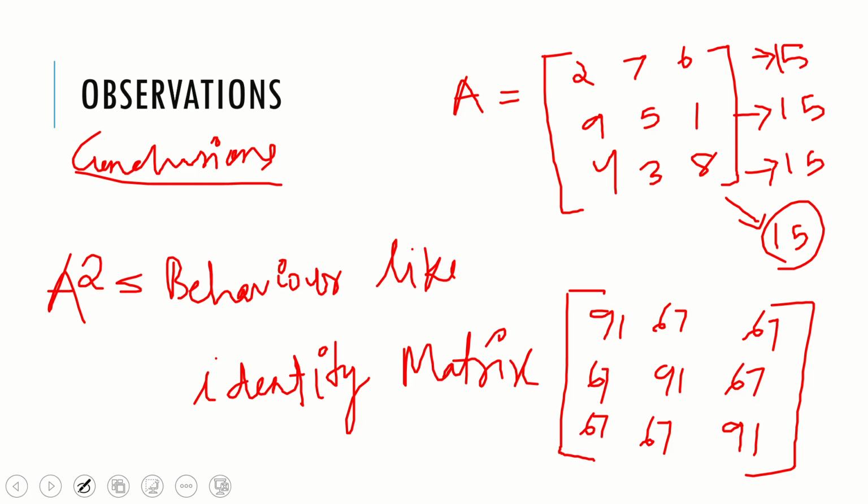And the second conclusion is that when we multiply the magic square matrix A two times, that is A square, it gives a behavior like an identity matrix. Once again I'm repeating, if a magic square matrix A is multiplied twice, that is A square, it gives a matrix which somehow behaves like an identity matrix.